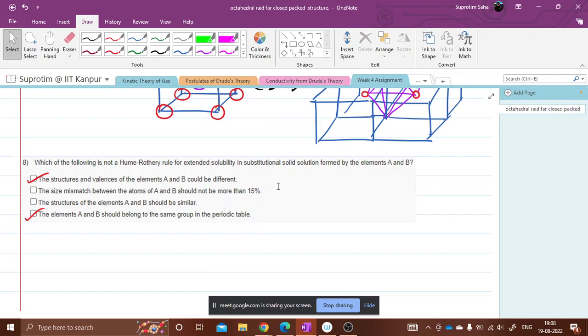That is why we dictate, and we are asked about what is not correct. The structures of the elements A and B should be similar, and that is also true.